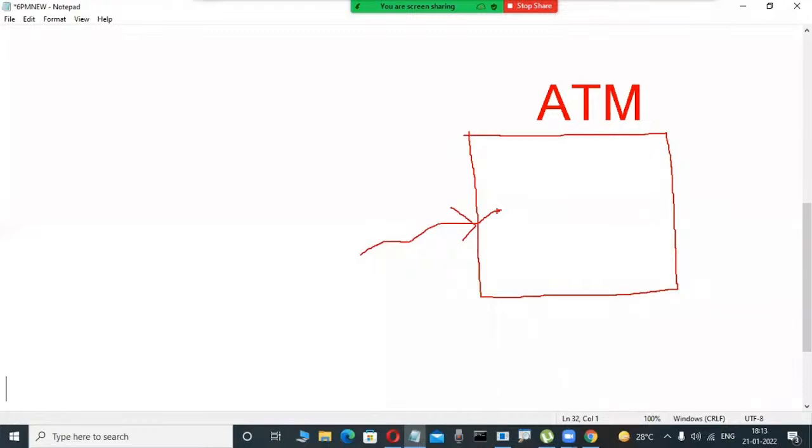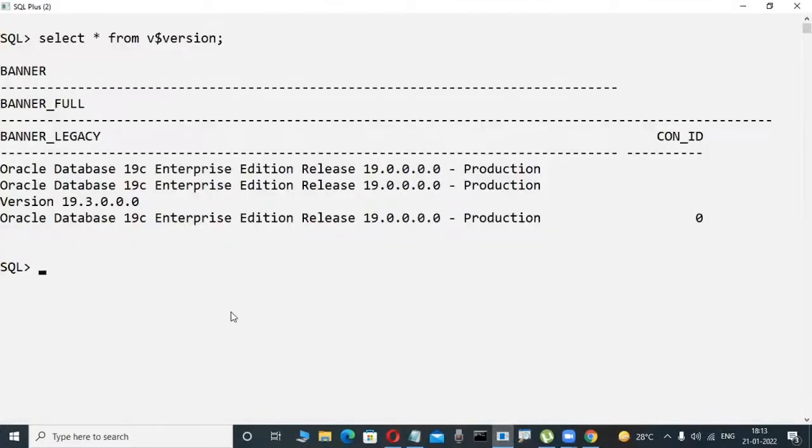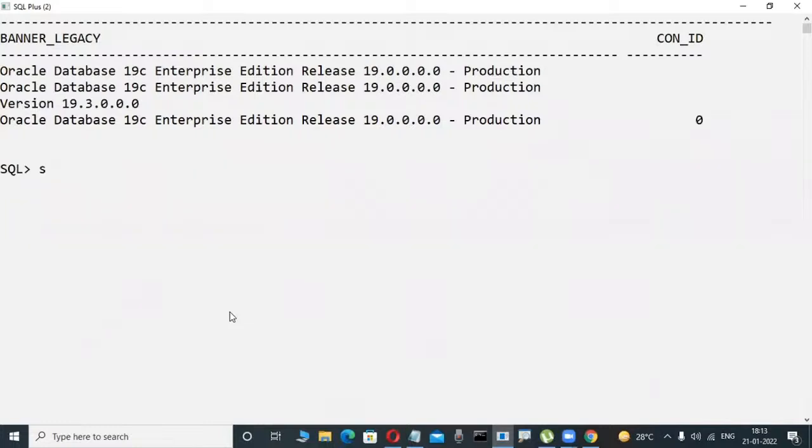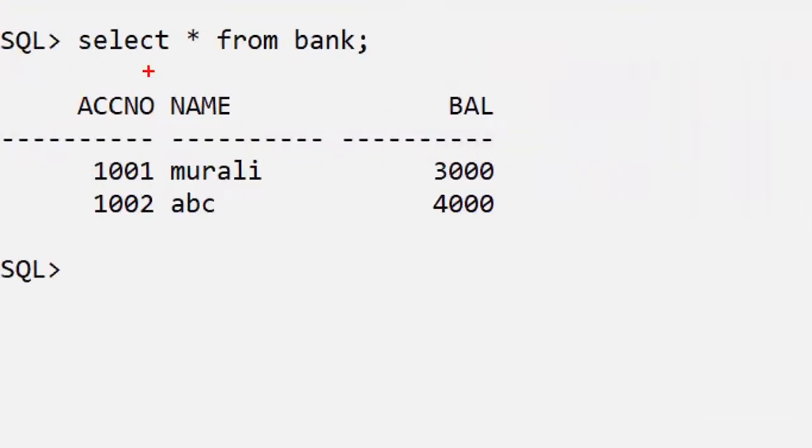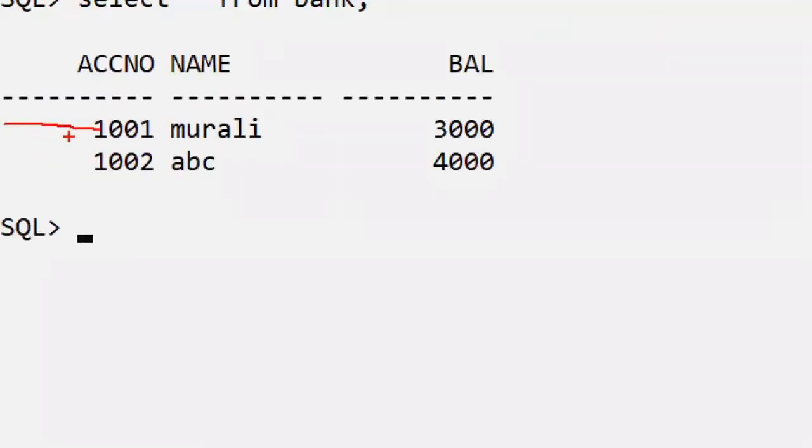Now check it out. Slowly observe the screen. Suppose in this database there is a bank table, for example. Just observe the scenario, it is very easy to understand. This is a bank table, and in a table format we store the data. Suppose this is the SBI bank data. Observe here, these are columns: account number, name, and balance. These are called columns, and these, like 1001, are called rows or data.